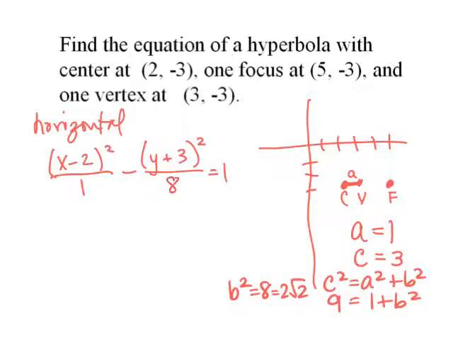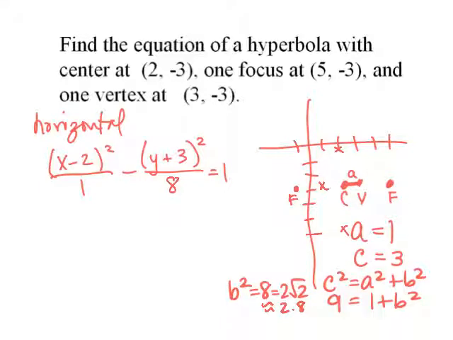We can also draw our hyperbola, because now that I know that b is 2√2, which is about 2.8, I can plot that. So from the center, I'm going to plot my other vertex. I'm going to plot my other focus. So that's 3 away. We are going to go up and down 2.8 on your conjugate axis.